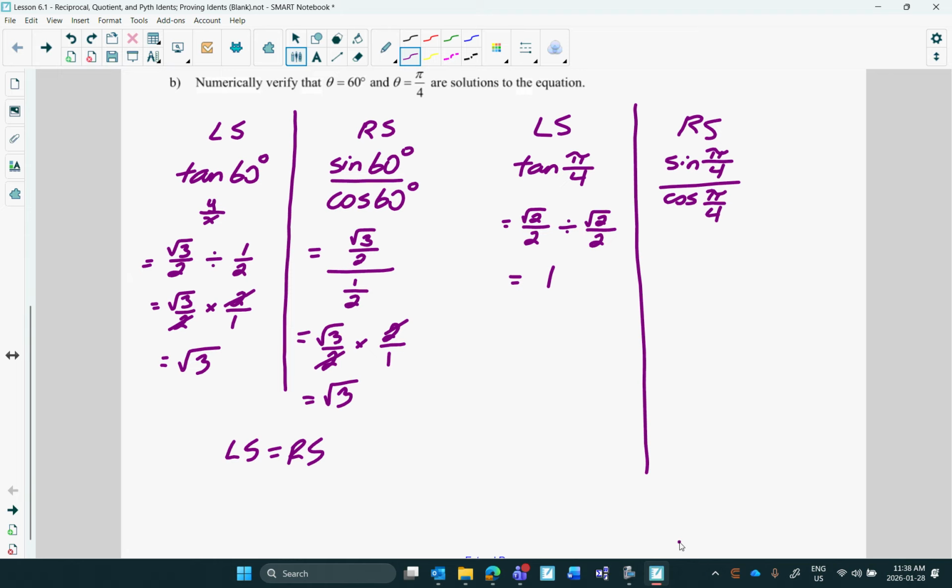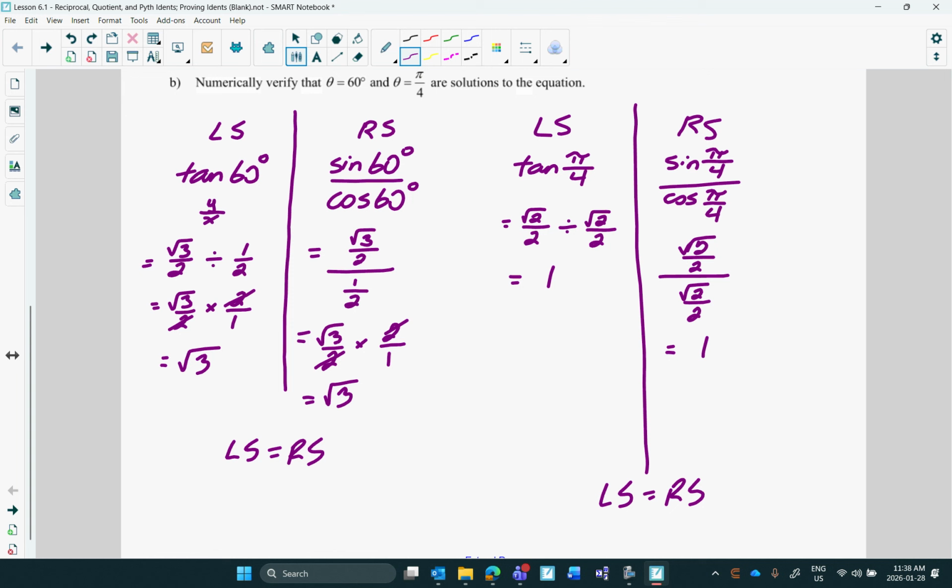And this one, well, the sine of pi over 4 is root 2 over 2. We're going to divide that by the cosine of pi over 4, which is also root 2 over 2, so it's the same division. And the left side equals the right side. But this gets very tedious. I mean, we would have to do this for every angle, and that would take forever.